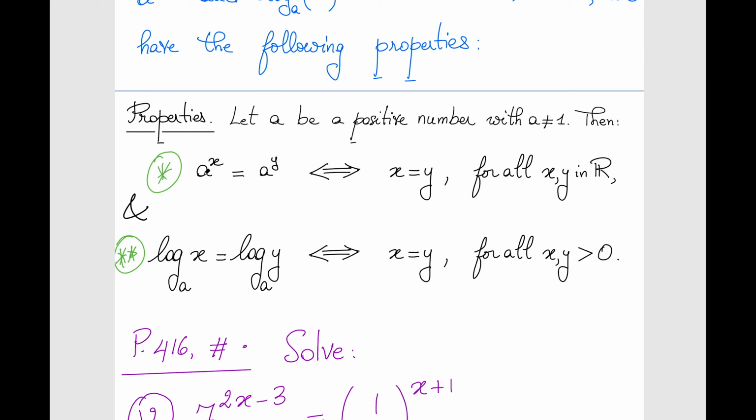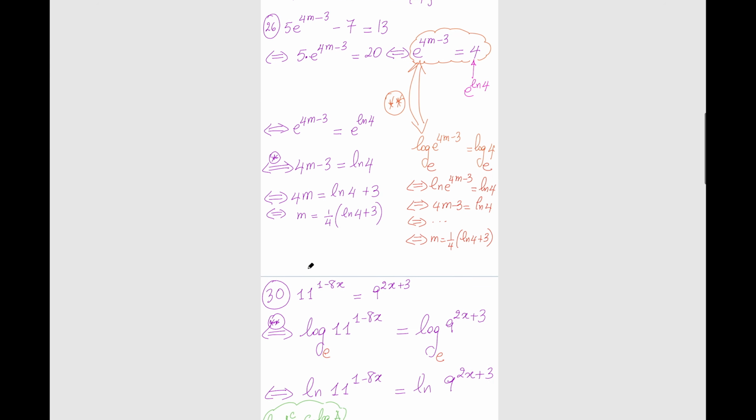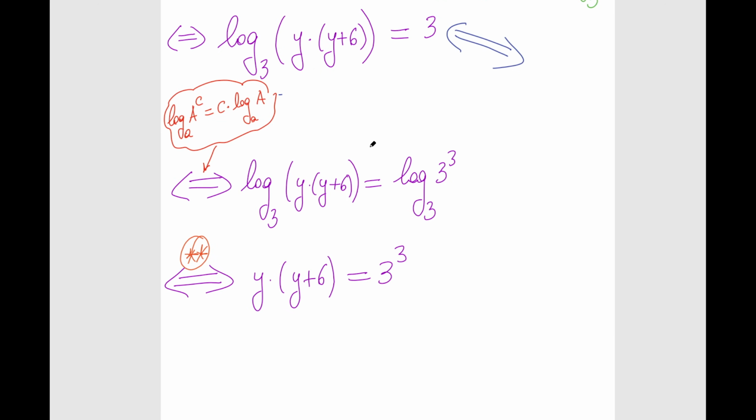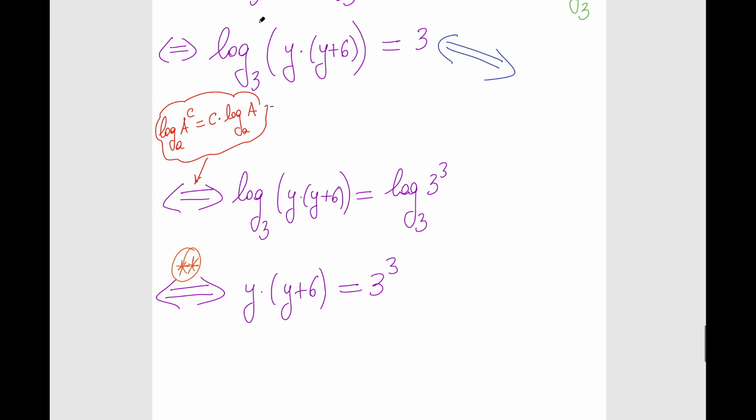Remember, property asterisk applies for any x and y real numbers. No matter what x is, no matter what y is, if you apply the exponential function with base a to both sides, you pick up that they are the same, and this is going to be an equivalent equation, correct? Which means you did not lose any information along the way. So let's bring this knowledge down to this problem. We have that thing as the x of the asterisk, and that's going to be the y of the asterisk.